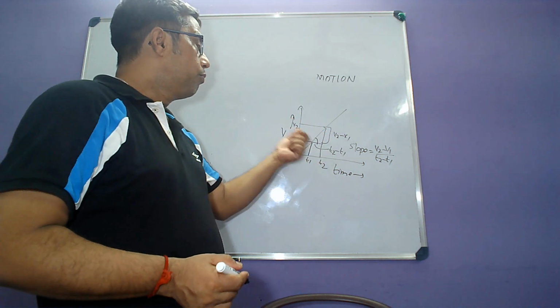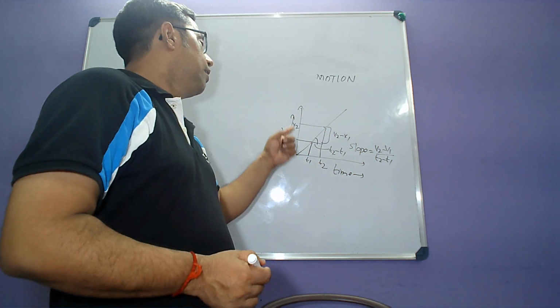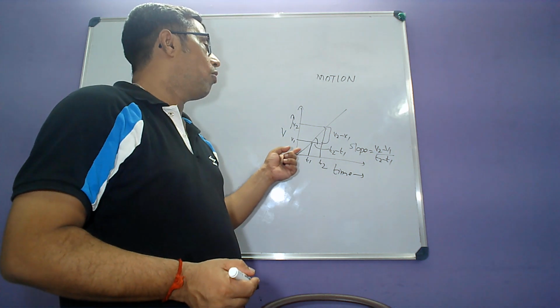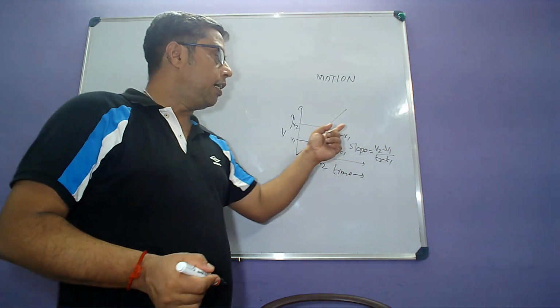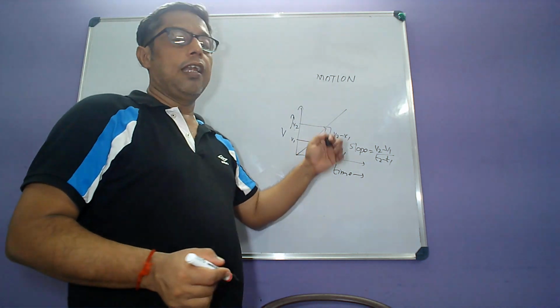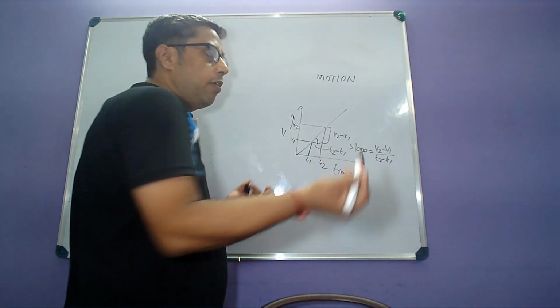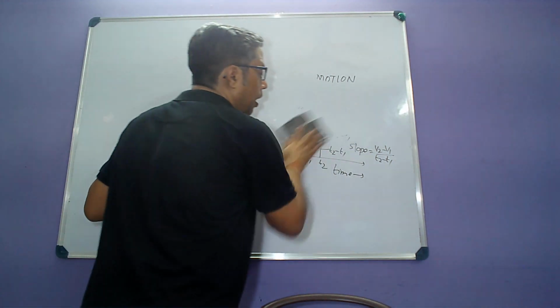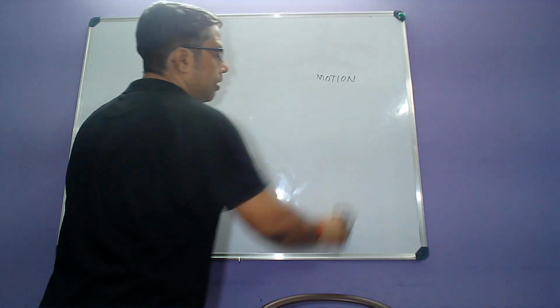That proves that the velocity is changing with time and it's a constant acceleration graph. So acceleration is not changing here. So then it will be a straight line. If acceleration changes, this will be a curved line, this way.